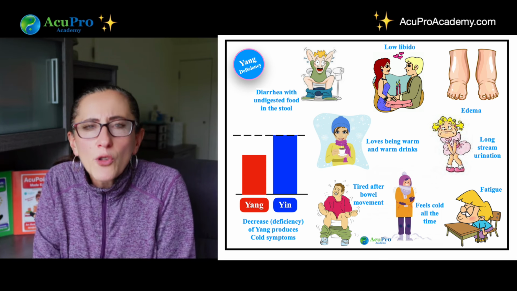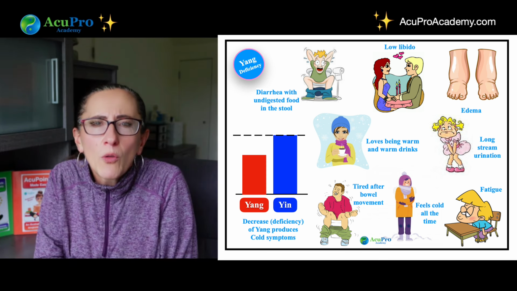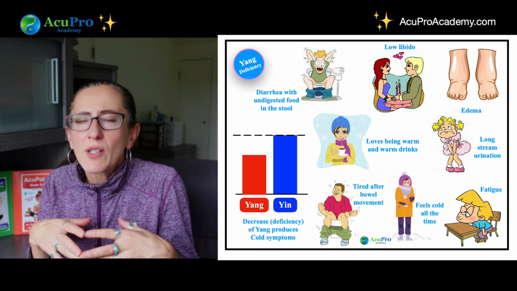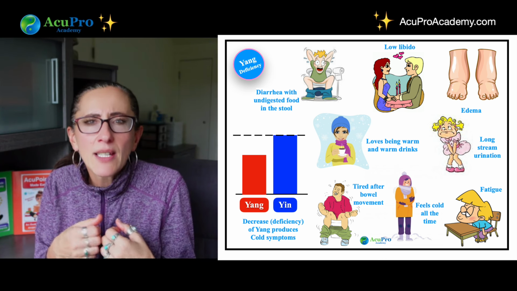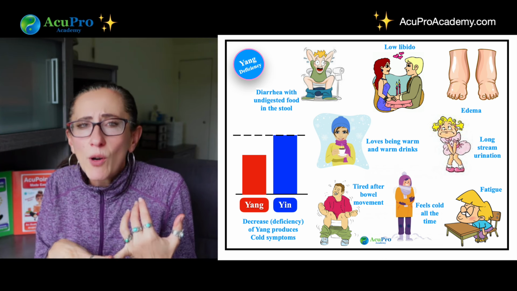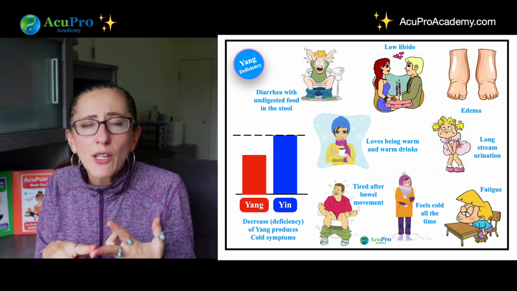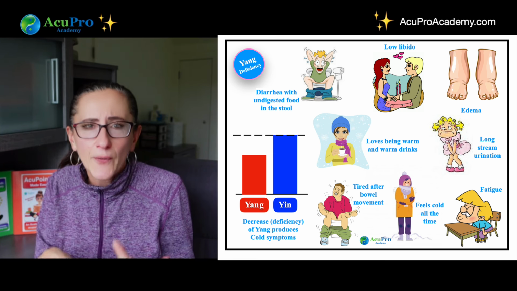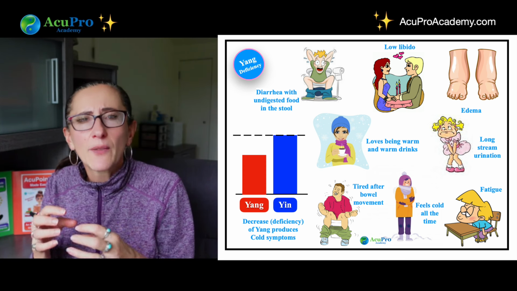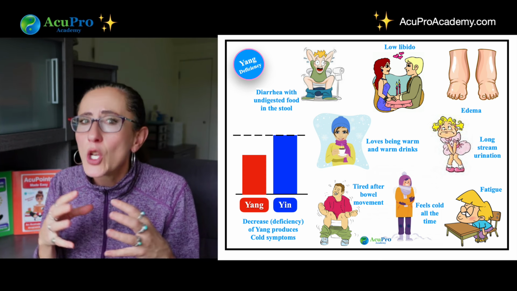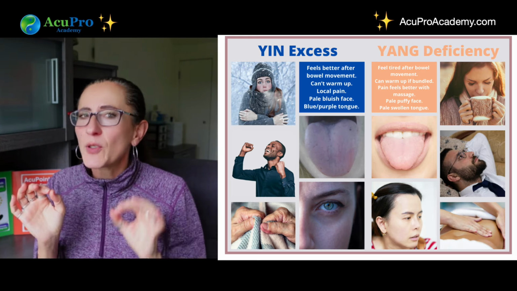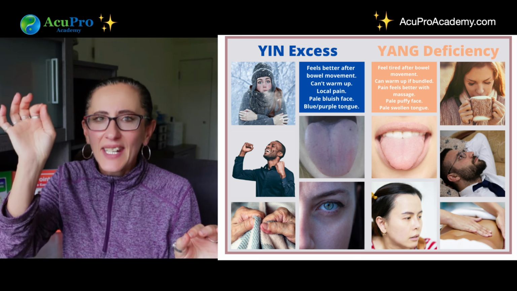Compared to yang deficiency, where the symptoms are going to be very fatigued, very weak, feeling cold all over, not just in one area, but all over. We love warm drinks, we love warm food and warm clothes. Usually there's edema of the lower leg or ankle area. We have low libido, we're tired all the time mentally and physically. That is your yang deficiency, no fire, no heat, no energy. So that's the difference between the yang deficiency and the yin excess.